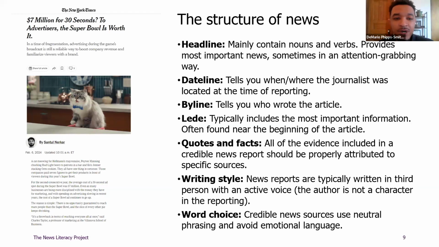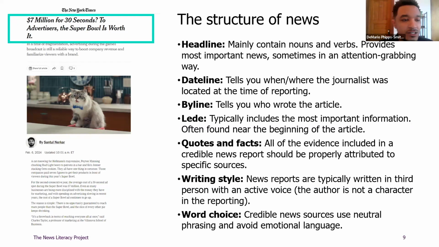So when we think about all the information that we encounter, it's important to really have an understanding of what it is and how it forms in practice. If we look at this article from the New York Times, here's what you should expect from a typical news article. The first thing is they'll have a headline, and this will contain mostly nouns and verbs, and usually is shorter than 10 to 12 words. It's giving you a little bite of what the story is about.